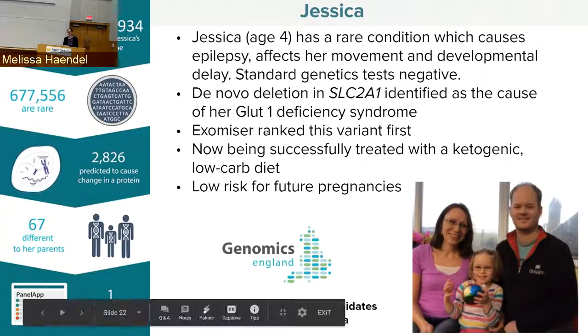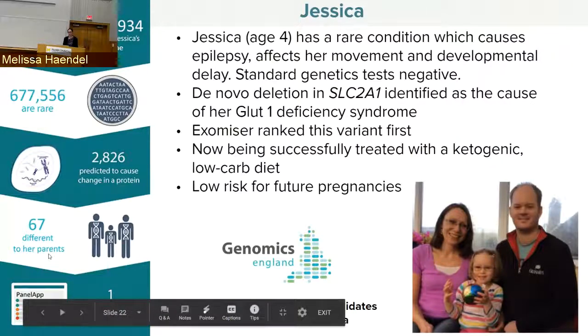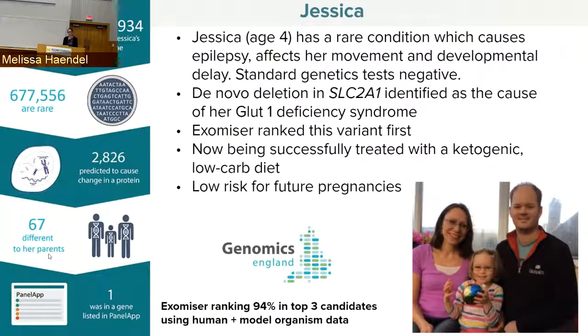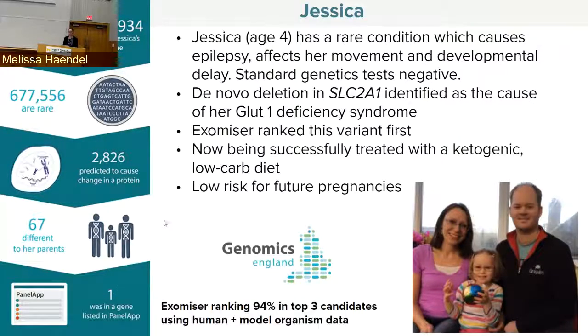If you look over here on the left, we started with 6 million plus variants in her genome. 677,000 of them were rare. 2,800 of them were predicted to cause a change in the protein. 67 of them were different to her parents, and using the phenotypic information and the protein-protein interaction information, we went from 67 to one candidate, which turned out to be the smoking gun. This child is now being treated successfully with a ketogenic low-carb diet. So simply getting to that variant is going to have this child live a healthy life.